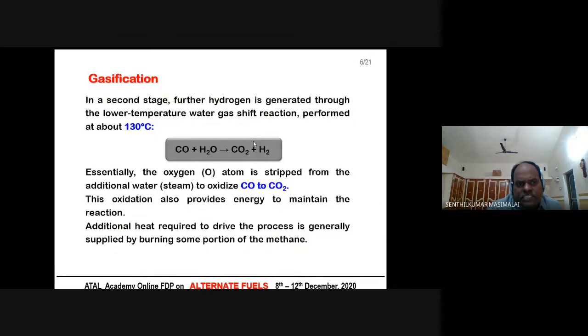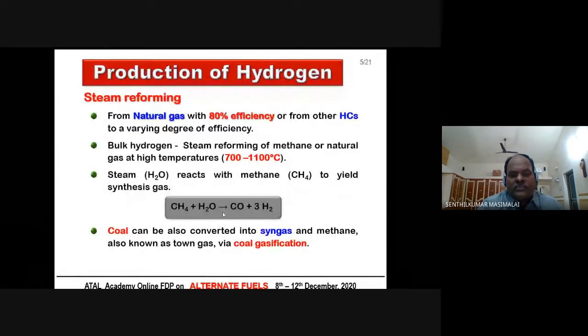Actually, during the gasification process, any biomass can be partially oxidized. Partial oxidation will result in a number of products like CH4, CO, CO2, etc. Number of gases, but the main gas produced from gasification is CH4. That CH4 will be reacted with water at very high temperature, and we can produce hydrogen. So this is the basic process involved in producing hydrogen.